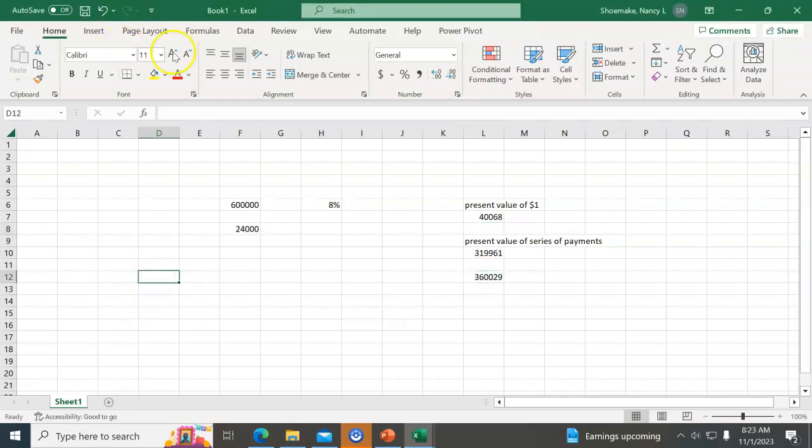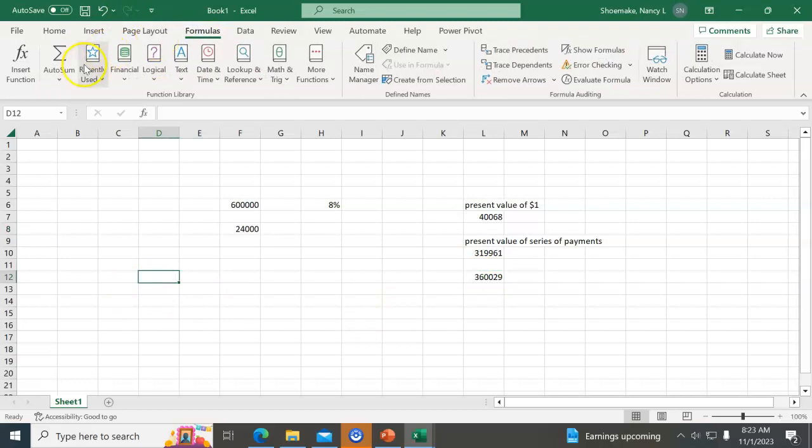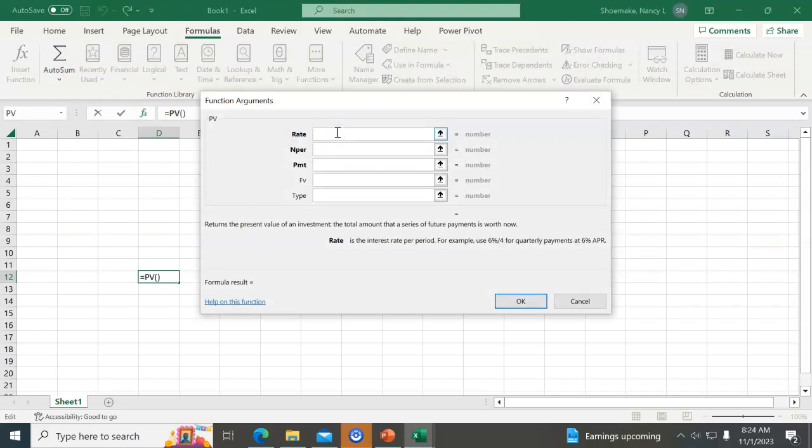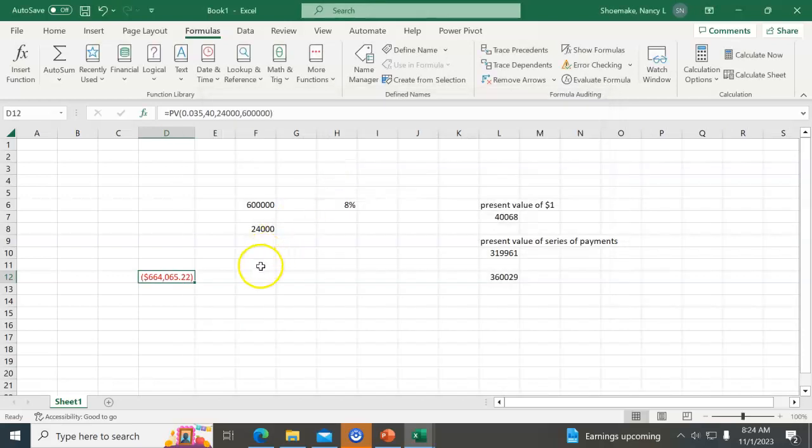So here's what I'm going to do different. Let's go to the formulas. Let's go to financial. The rate is 3.5%, twice 7% annually. The number of periods is 40. The payment is 24,000. The future value is 600,000. 664,065.22. That is the Excel way to figure it out. That is correct. I'm doing something wrong with this present value.